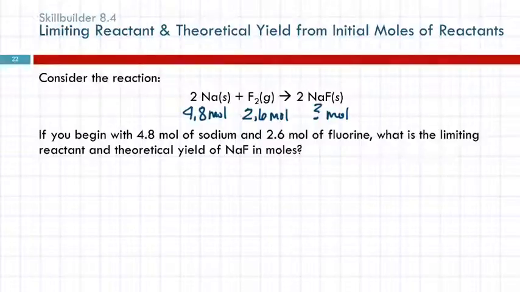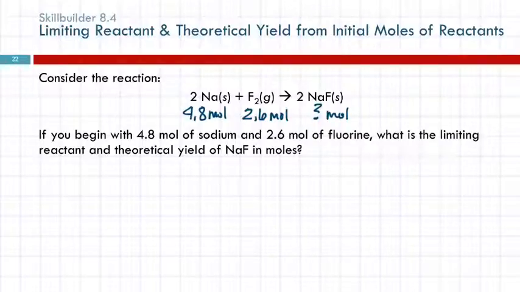In a limiting reactant problem, we're going to do two equations, but they're going to find the same thing. So we're going to take this amount of sodium and find out how much sodium fluoride we can make. Then we're going to take this amount of fluorine and find out how much sodium fluoride. Just like with the pancakes, we took each ingredient and figured out how many pancakes we could make, and then we choose the smaller one.